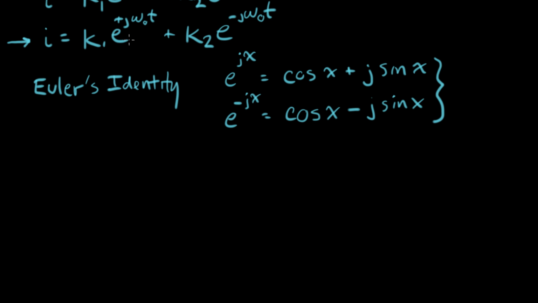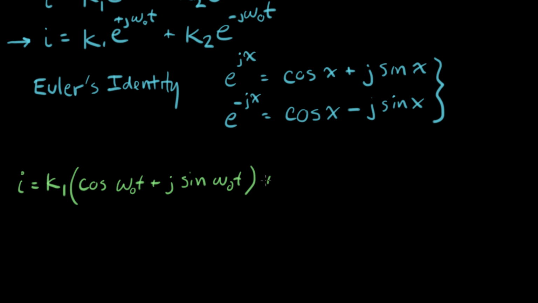Now I'm going to go back and rewrite these two exponentials using Euler's identity here. This is going to get big, but it'll collapse down pretty soon. I equals K1 times e to the plus j omega t. Let's use this one here. So that would be cosine omega naught t plus j sine omega naught t, and we use the first one.